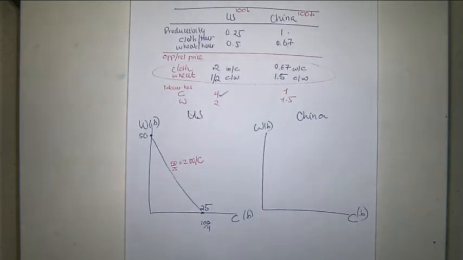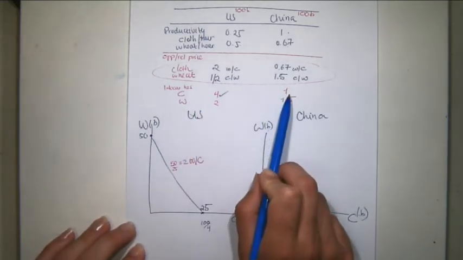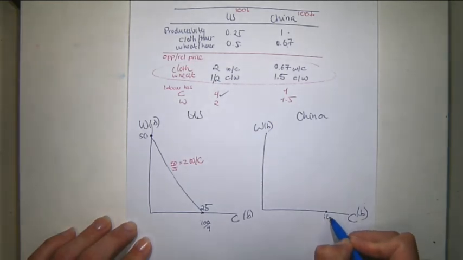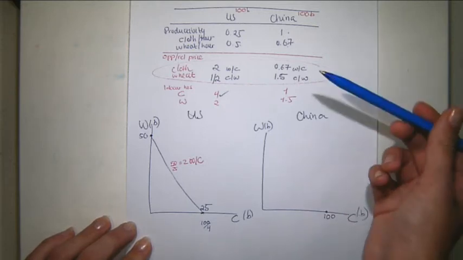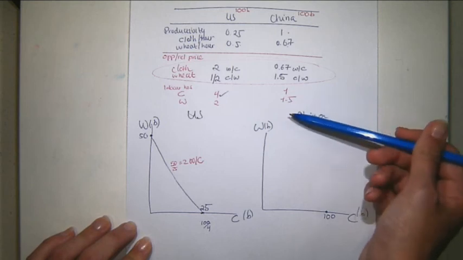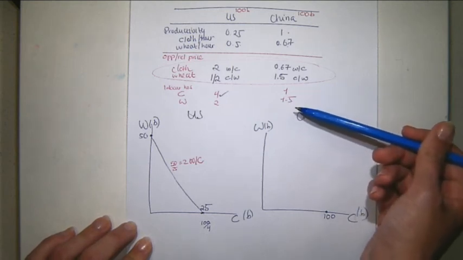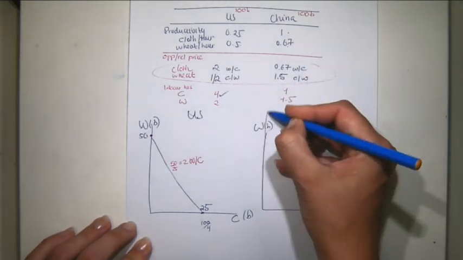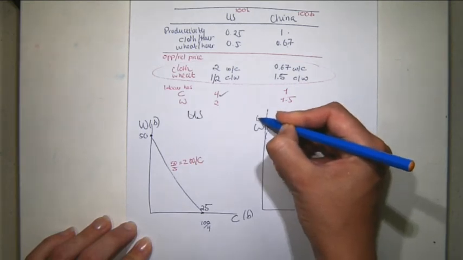China similarly has 100 billion labor hours. If China spent all of its labor hours producing cloth, it takes 1 labor hour to produce 1 unit of cloth. So if they spent 100 billion labor hours to produce cloth, they could produce 100 billion units of cloth. How about wheat? If they spent all of their time producing wheat, it takes 1.5 hours to produce 1 unit of wheat. They have 100 billion hours. So 100 divided by 1.5 is approximately 67.